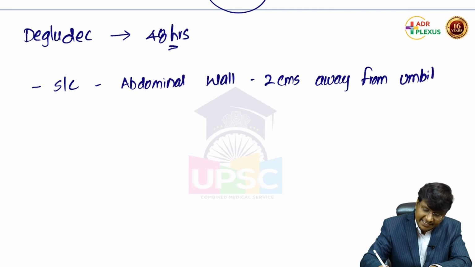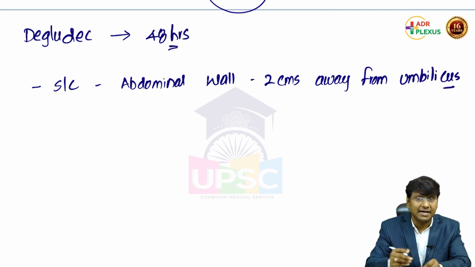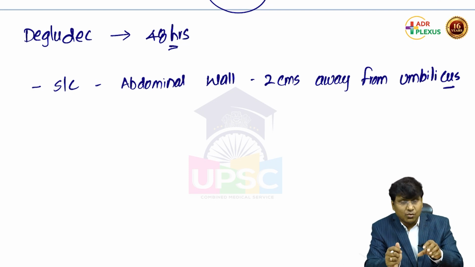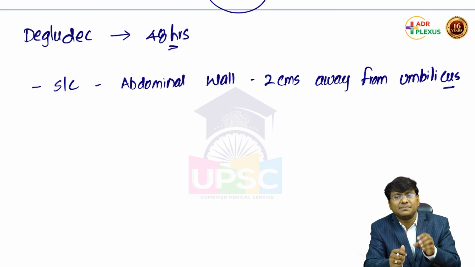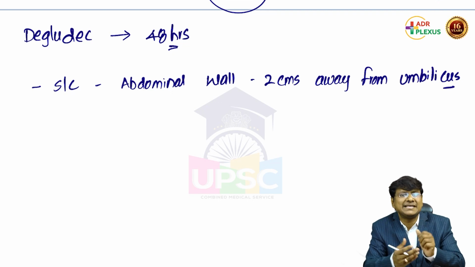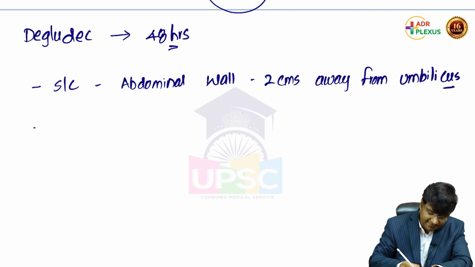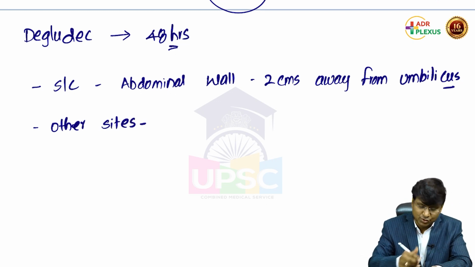Right? So this is exactly 2 centimeters away from the umbilicus. Okay. And why is it that we are giving it over the umbilicus? Because it has the fastest absorption. Then what are the other sites where you can administer the insulin?